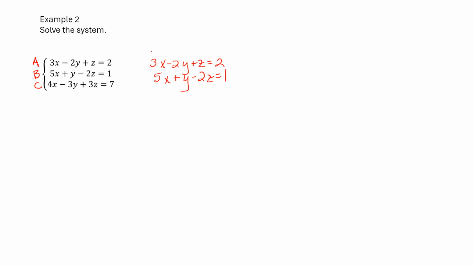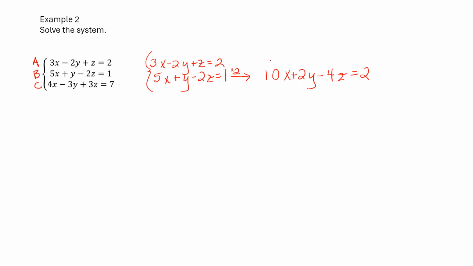So if I look at these two equations now, this is equation A and equation B, I can eliminate the y's if I multiply the second equation by 2. That will make the y's opposite. So I'm going to rewrite this equation, multiplying it by 2. I'm going to put a little 2 there to remind myself what I'm doing. I'm multiplying it by 2. So 10x plus 2y minus 4z equals 2.